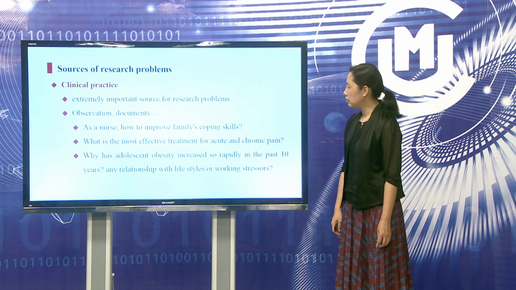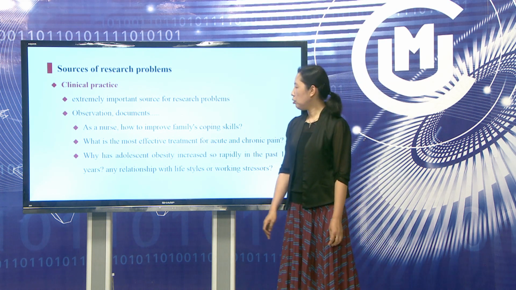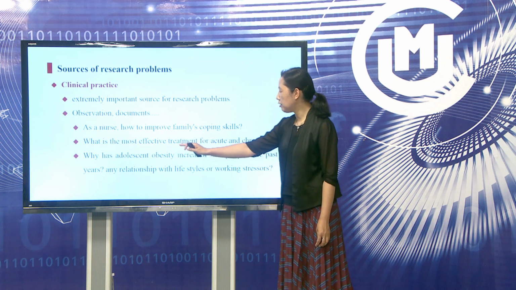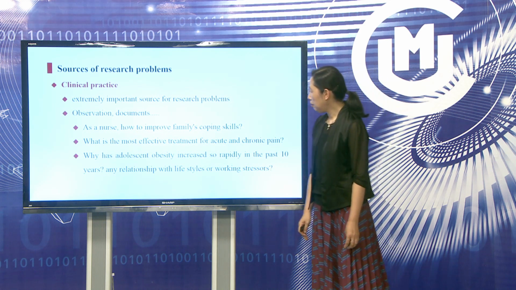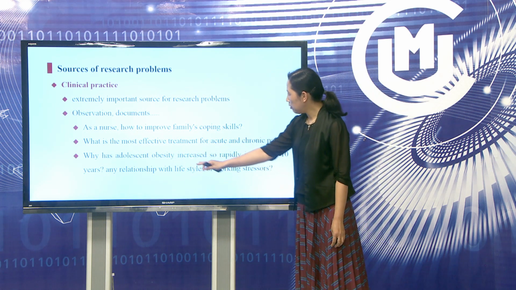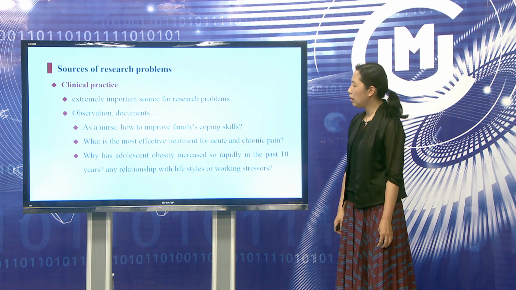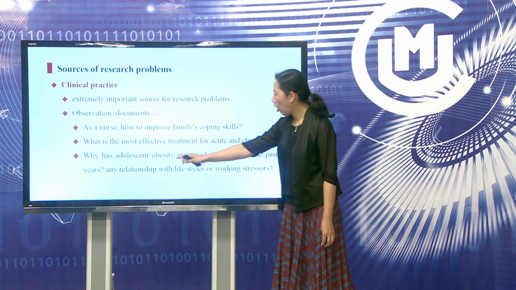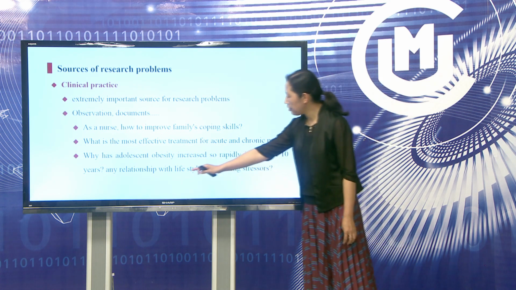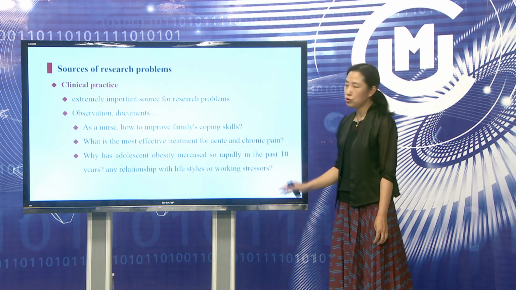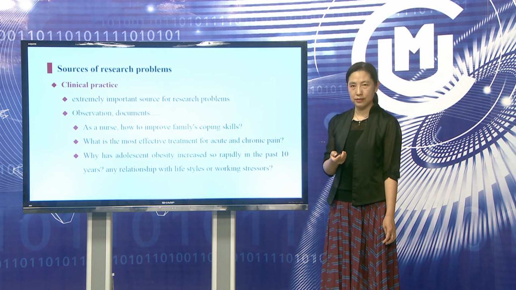And maybe when you have acute or chronic pain patients who are really suffering, you may think about what's the most effective treatment for acute and chronic pain. And also, when you look at the documents, you see so many adolescent obesity patients. So you may ask yourself, why has adolescent obesity increased so rapidly in the past 10 years? Any relationship with lifestyles or working stressors? So in all these ways you can ask your question from clinical practice.